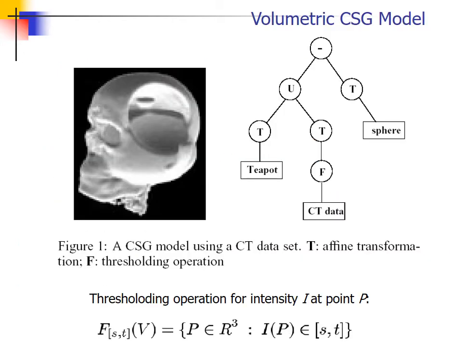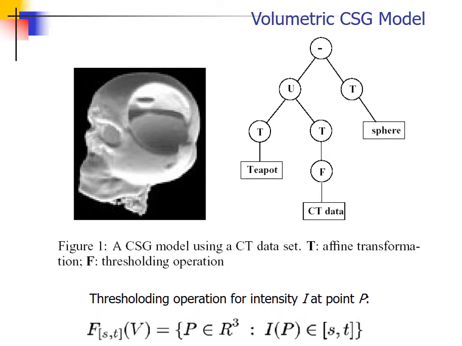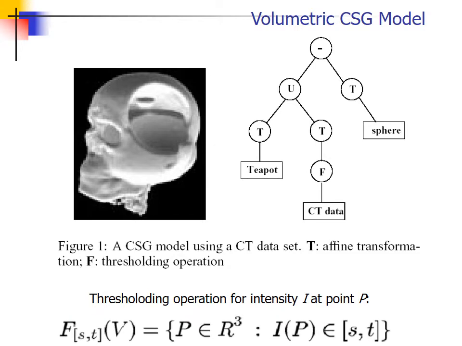The example illustrates the constructive tree of the shape represented in this figure. This tree was obtained from CT data by a thresholding operation, and further the set theoretic operations were applied. The threshold operation for intensity I at the point P is presented in this slide. This operation returns the volume with specified range of intensity.